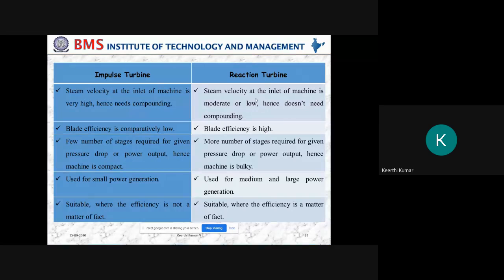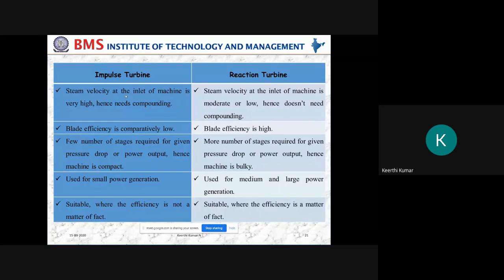That means the steam velocity before entering will be very high, but partially it will be reduced in the nozzle and partially in the moving blades. So because of the two times of reduction, in only one stage I can achieve the complete extraction of the energy. But here I cannot do that. So compounding is mandatory in impulse turbine. Remember, in impulse turbine, compounding is mandatory, but in reaction turbine, it is not mandatory because the energy is extracted partially in the fixed blade and partially in the rotating blade.